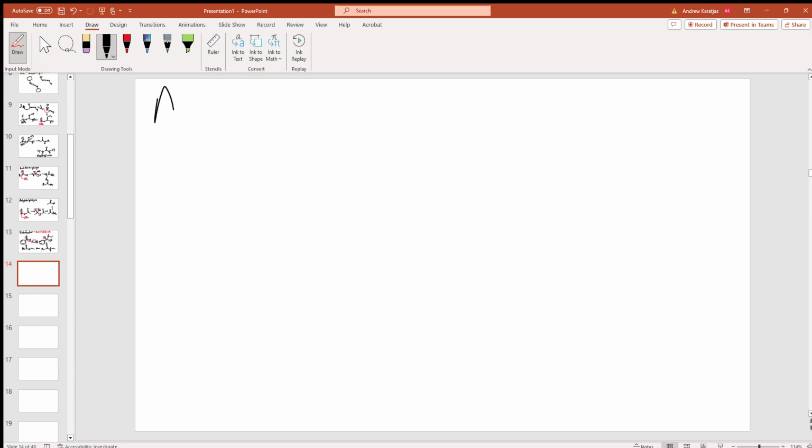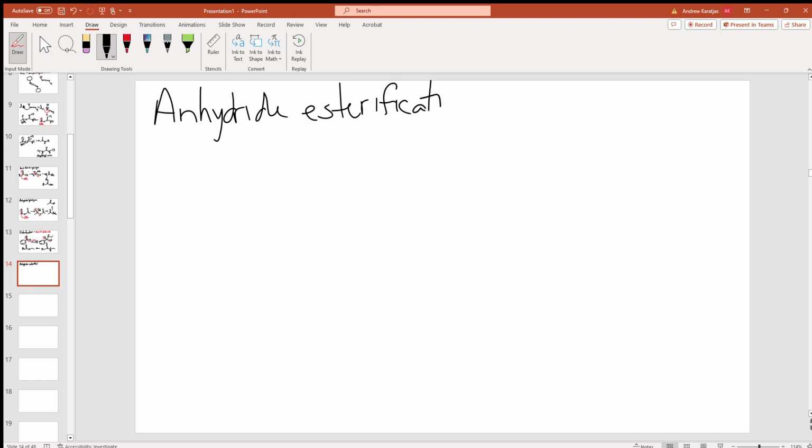We can also make esters starting with anhydrides. Again, probably not as common as the Fischer esterification, but certainly a valid way to do it if needed. Now, the most important thing to take into account is that whatever anhydride you're using has to be symmetric.